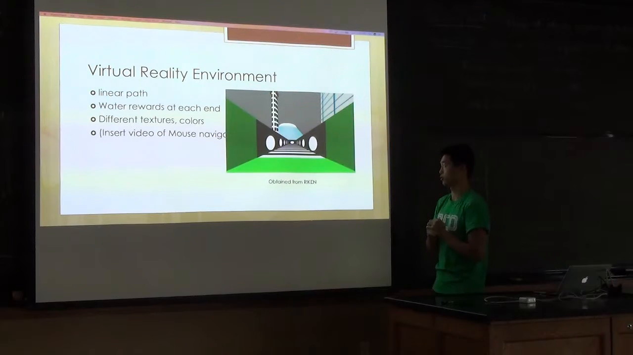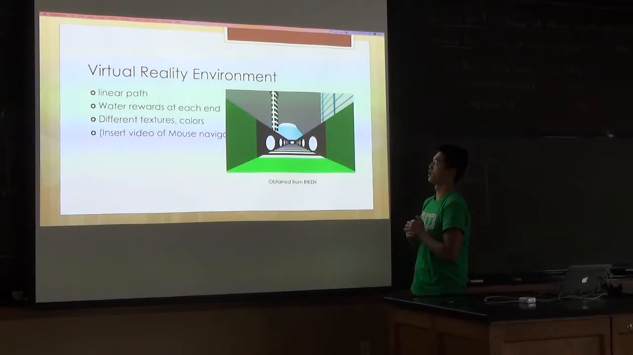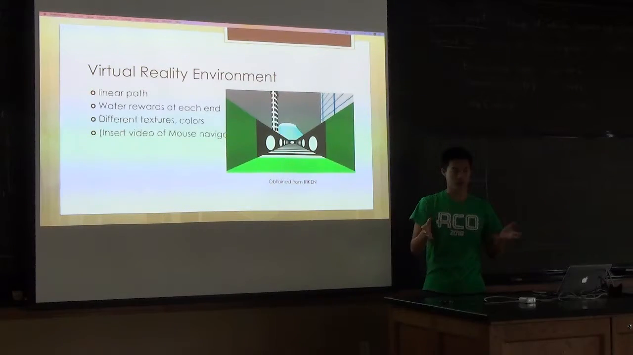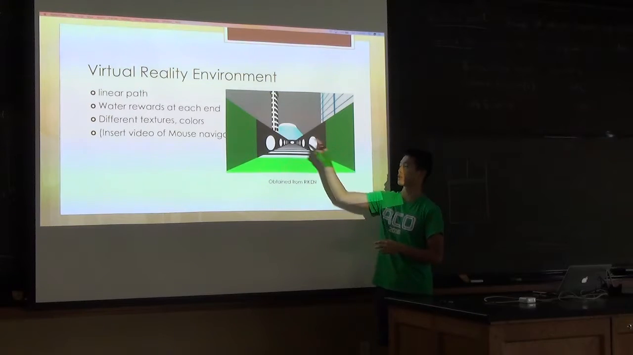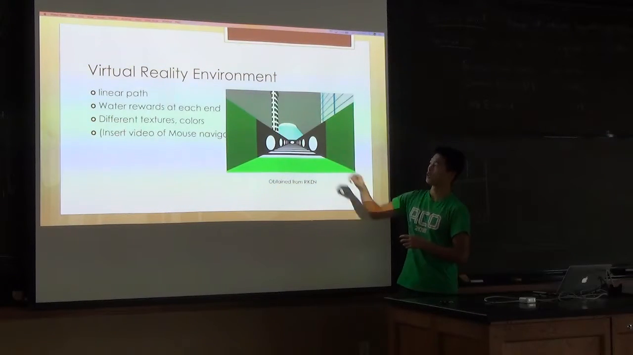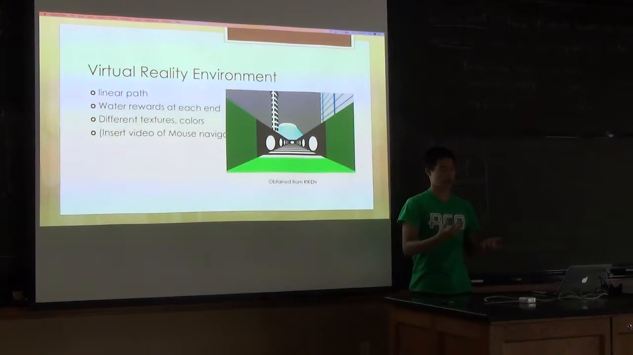And so this is the sort of virtual reality environment that we use. It's a fairly linear path, and so they might walk from this end until this end. And there are water rewards at each end. So every time the mouse runs to the end, they get some water. And then once they run back to the other end, they get some more water.